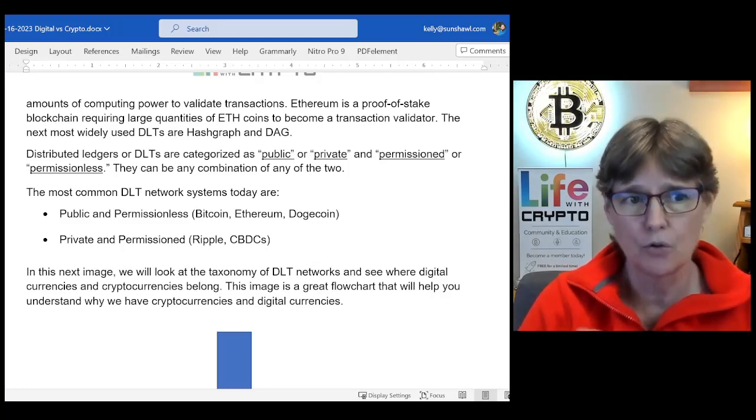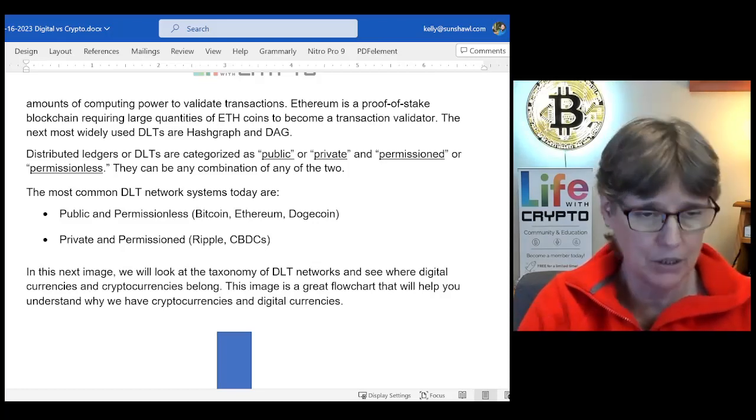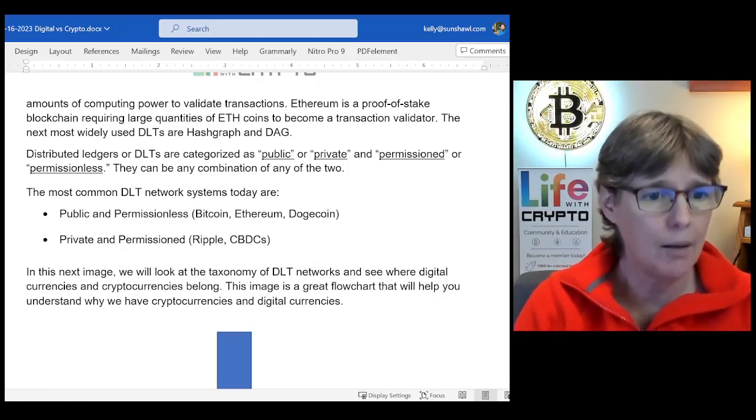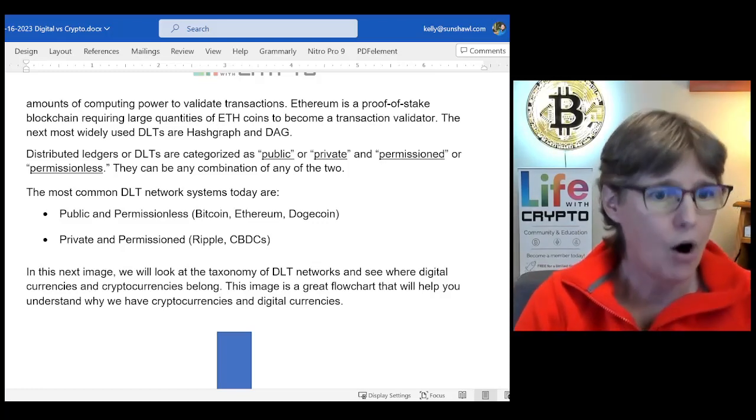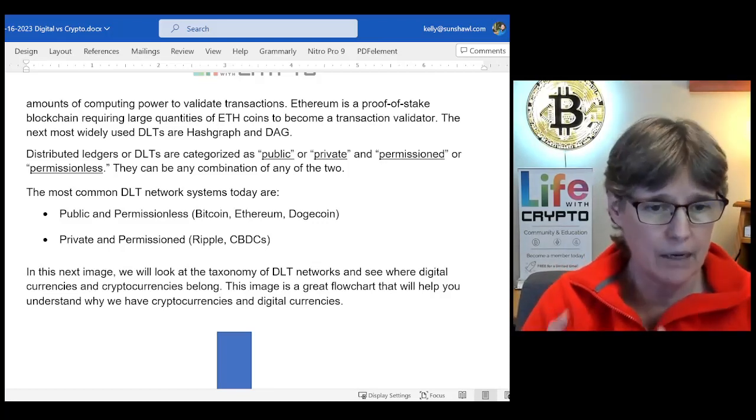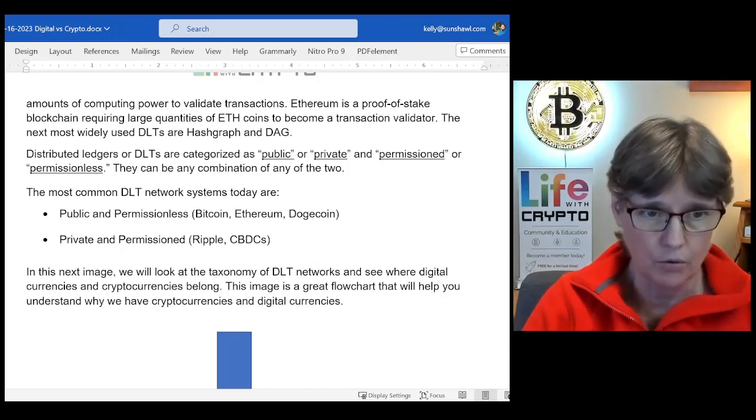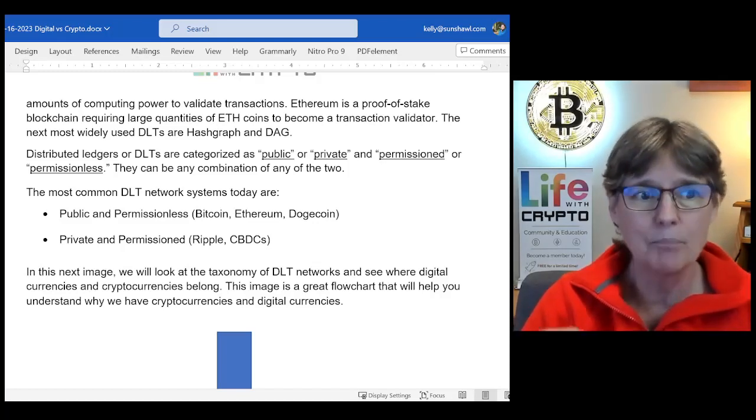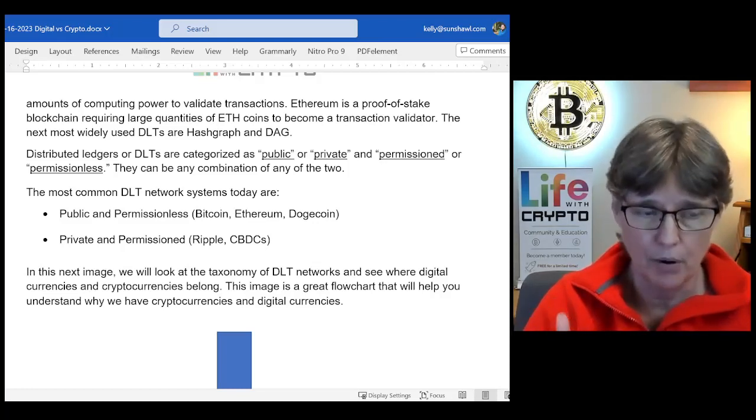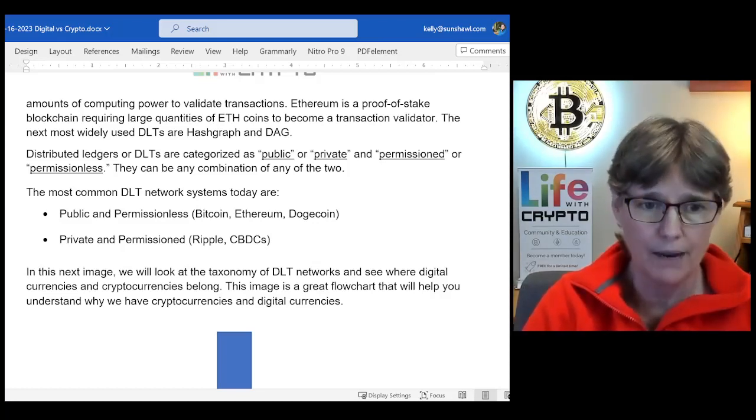Distributed ledgers, or DLTs, are categorized as public or private and permissioned or permissionless. And they can actually be any combination of those two. The most common DLT network systems today are public and permissionless. Bitcoin, Ethereum, and Dogecoin are some examples. Private and permissioned is the second most common, and the ones that I know about are Ripple, which is a private permissioned network, and the coming CBDCs will also be private and permissioned.